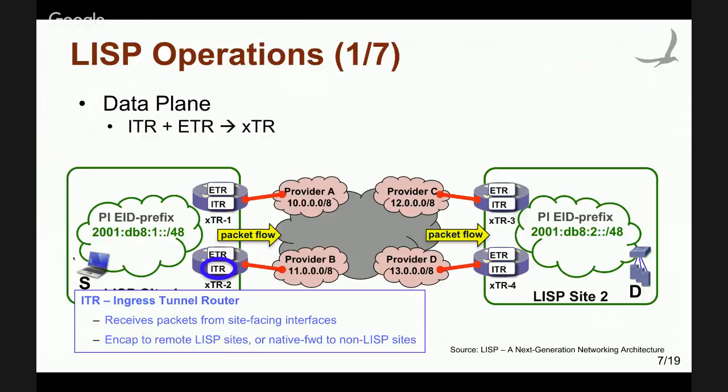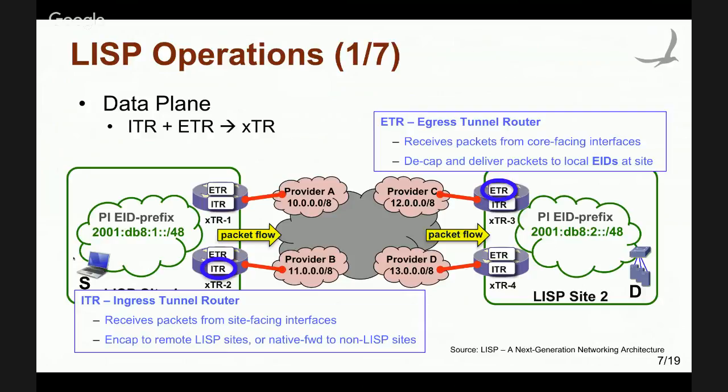First of all, we have a set of routers. In this case, there is an ITR, an ingress tunnel router, and this router is in charge of receiving the packet from the site, from the host, and encapsulating the packet with its own IP address and sending it to the destination. On the destination side, there is an ETR, an egress tunnel router, that is in charge of receiving the packet from the core interface, decapsulating the packet, and sending the original packet to the destination by looking up the EID specified in the packet header.